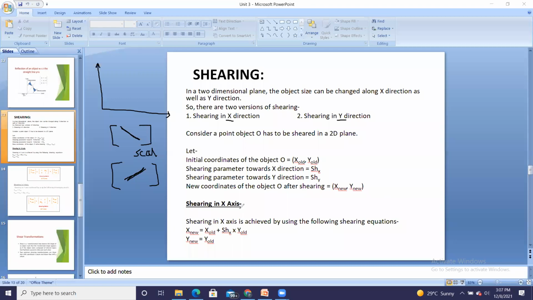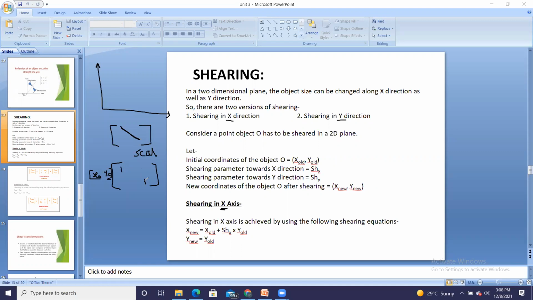So shearing in x-axis, how we are going to represent that? As we have already discussed, any shearing is achieved by the off diagonal elements. So if you want to observe it in x-axis, which element should be non-zero? In this T matrix, which element should be non-zero? Suppose this is your original value, x old and y old. And now I want to observe shearing in x direction. That means some value should be added into x.